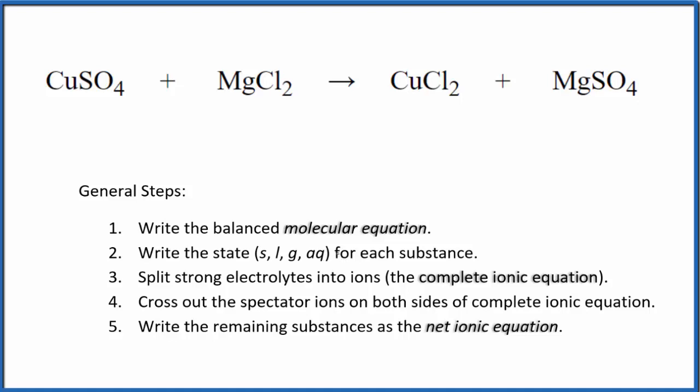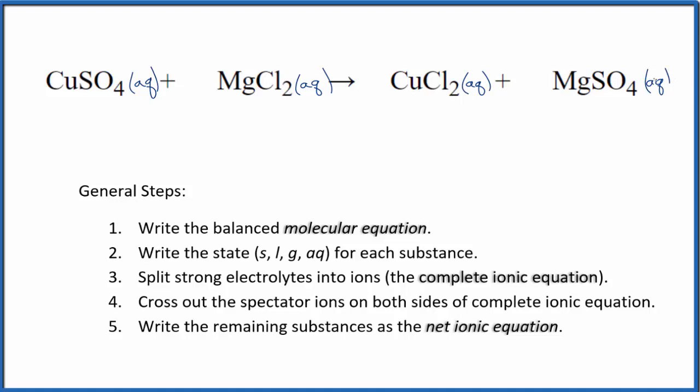Next, we need to write the states for each substance. If you know your solubility rules, sulfates are almost always soluble. So we have this sulfate here, aq. That's going to be soluble, dissolve in water. Chloride's very soluble, aq. We have another chloride here, so that's going to be aqueous. And then again, we have this sulfate here, aqueous.